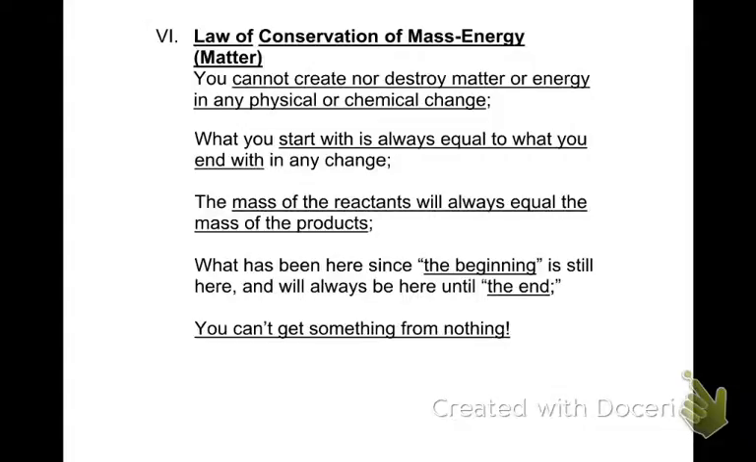Essentially, what the law of conservation of mass and energy states is that you can't create nor destroy matter or energy in any physical or chemical change. In other words, what you start with in terms of mass and energy is always what you end with. The mass of the reactants will always equal the mass of the products.